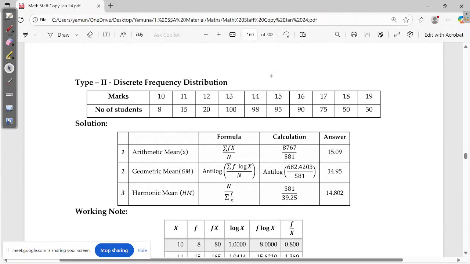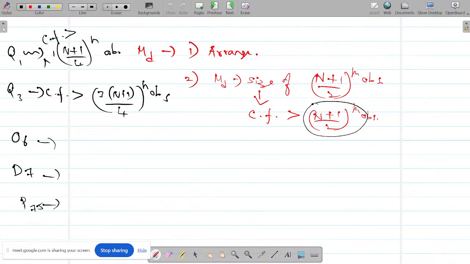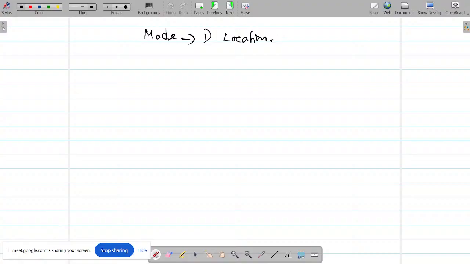Seeing the table, how many times does it occur? The highest number of occurrence will give you the mode value. How many times does this value occur? 100 times. So this is going to be the mode value. Okay, so this is one method. So this is by location, we say 100 is the modal value.